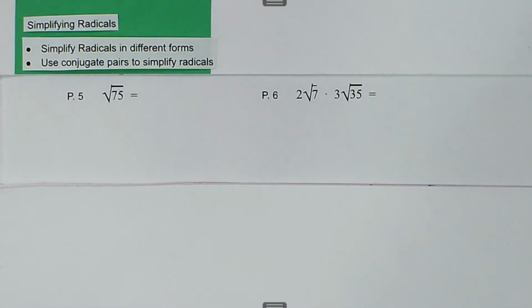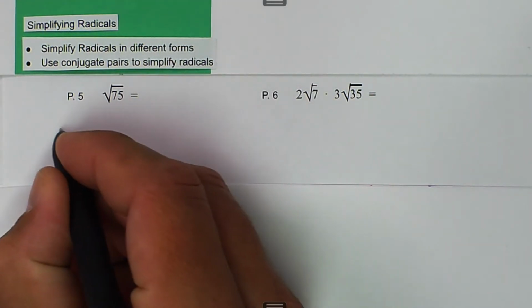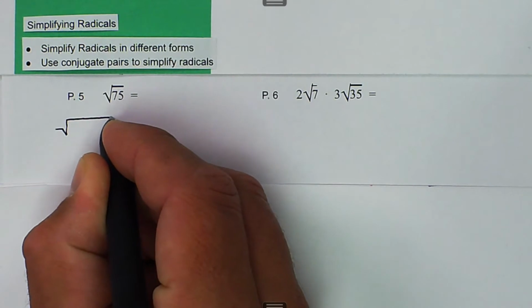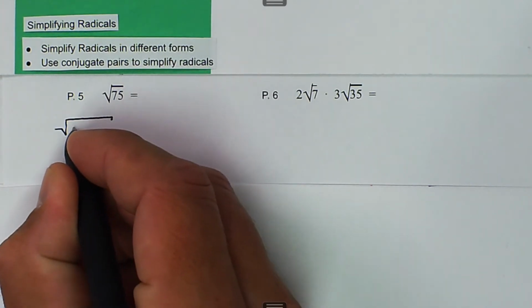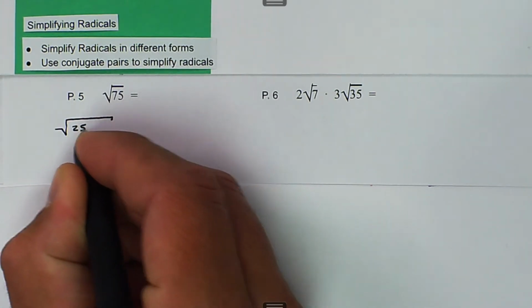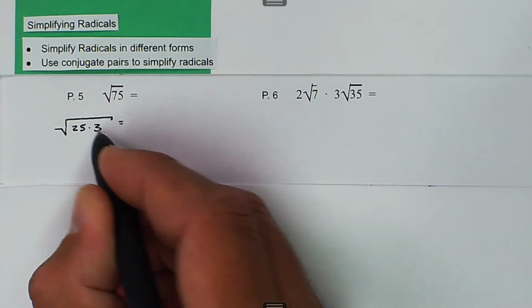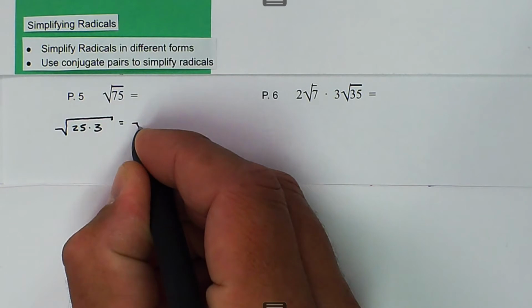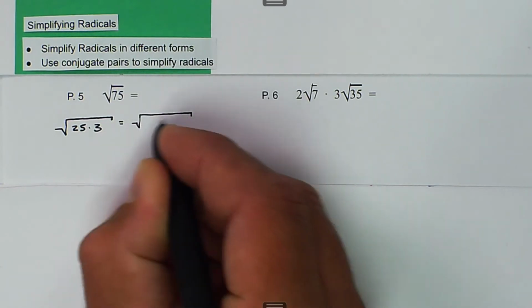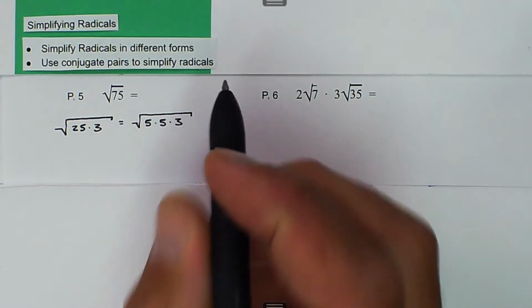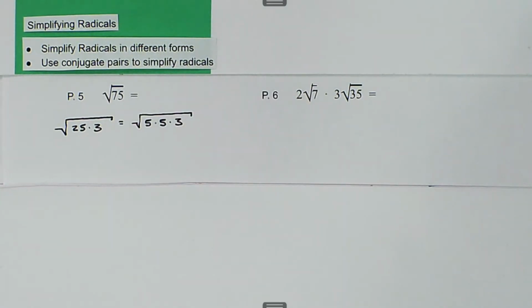So the square root of 75, I know that 75 is divisible by 3, so I can say 25 times 3. I also know that 25 can be broken down to 5 times 5, so I'm going to write it down as 5 times 5 times 3. Now, 5 and 3 are both prime numbers, so I know I can't get any smaller than that.